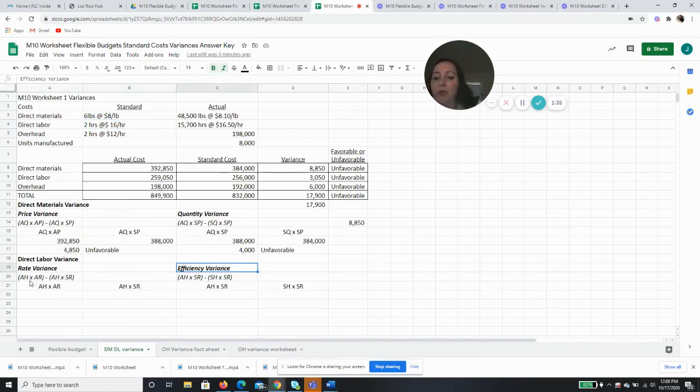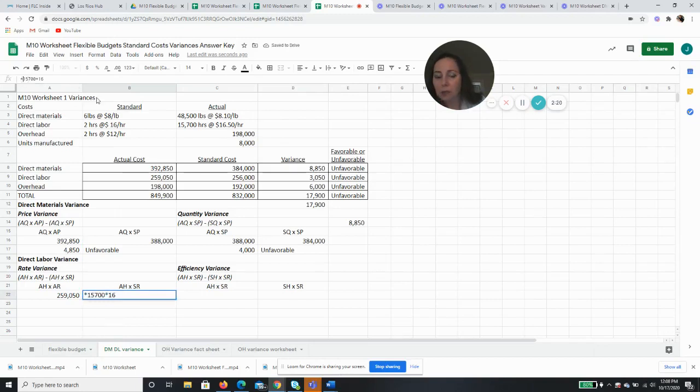A rate variance is our actual hours times the actual rate minus the actual hours times the standard rate. So we're leaving hours alone, and we're just looking at differences in rate. Our actual hours times our actual rate: we used 15,700 hours times $16.50 an hour, so our actual was $259,050. We see that up here. Then we look at our actual hours times our standard rate. We actually used 15,700 hours times our standard rate of $16.